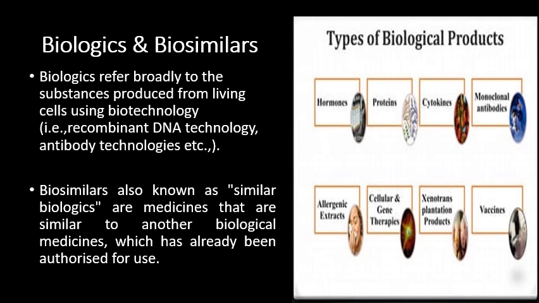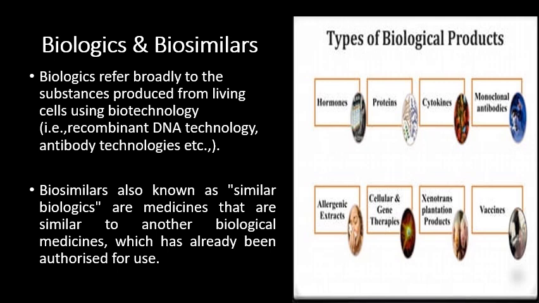So, what are biologics? They refer broadly to substances produced from living cells using biotechnology. There are various biotechnological methods like recombinant DNA technology, production of vaccines, proteins, hormones, etc., whereas for the production of monoclonal antibodies, you have the hybridoma technique. Using various recombinant DNA technologies or antibody technology, you develop something out of a living organism. It is a biologic, and examples include hormones, proteins, cytokines, and cellular and gene therapies. All of them come under biologics.